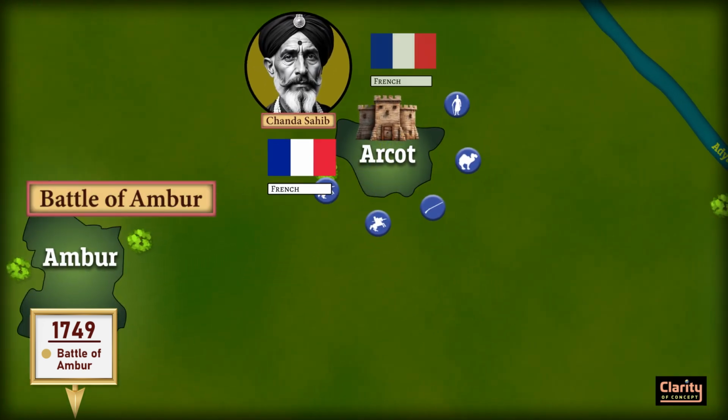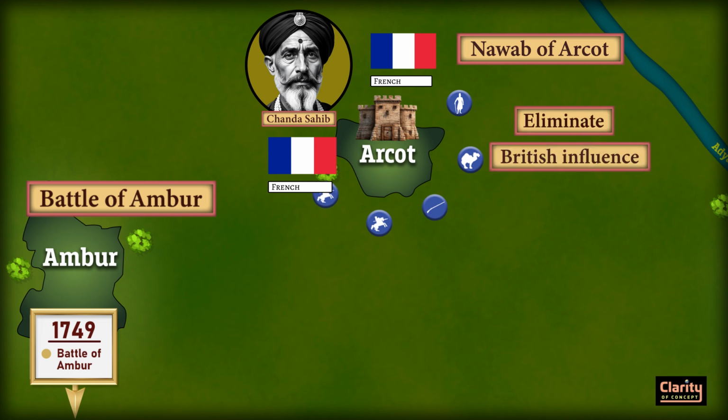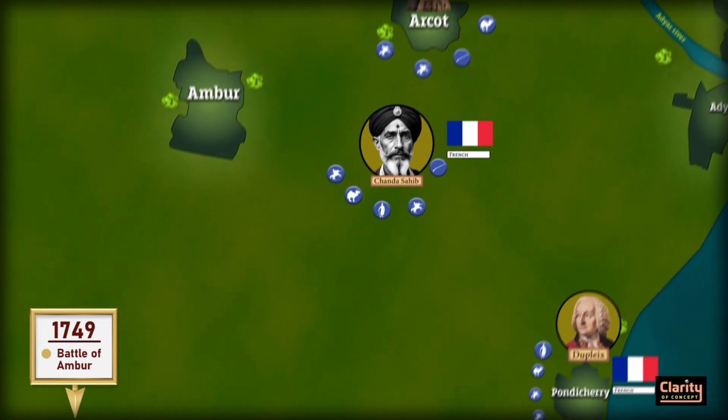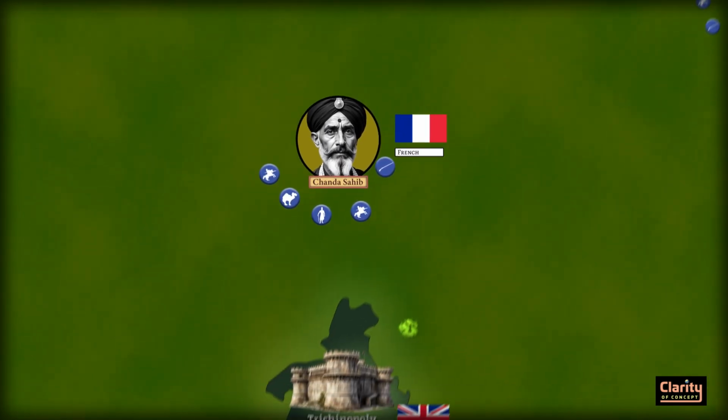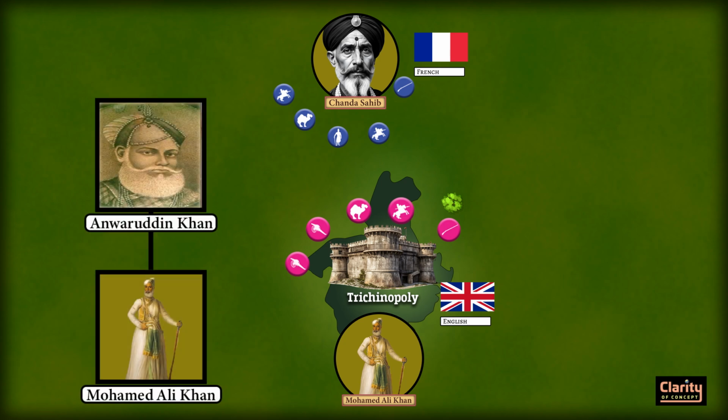After this victory, Chanda Sahib declared himself the Nawab of Eyre Coote. To consolidate his power, he sought to eliminate British influence by attacking their stronghold. The fortress of Trichinopoly, controlled by the British, was the last significant British stronghold in the region. Muhammad Ali, the son of the slain Anwaruddin, had taken refuge there.